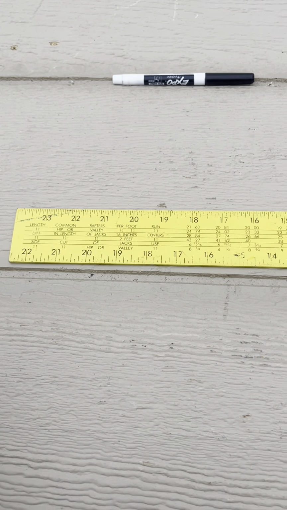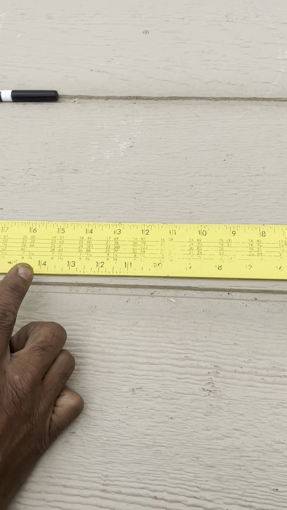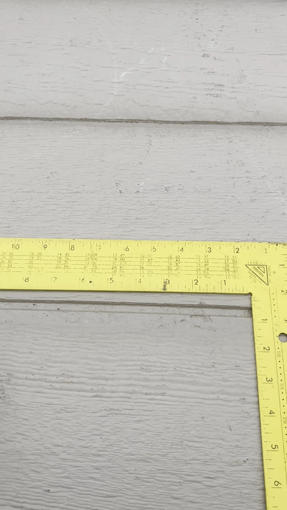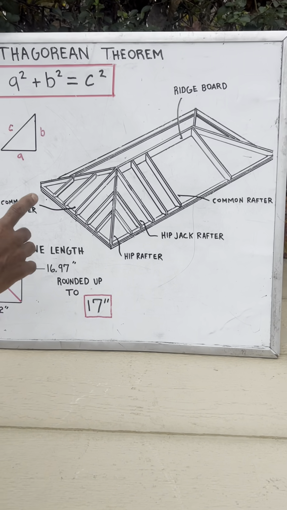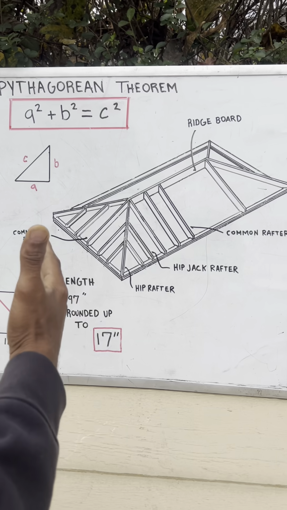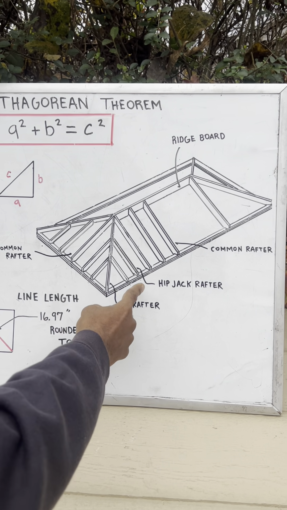Essentially, what's happening is that your framing square is solving the Pythagorean theorem to give you the correct line lengths for various types of rafters, whether that's a common rafter, a hip rafter, a valley rafter, I don't have the drawing right here, or a hip jack rafter.